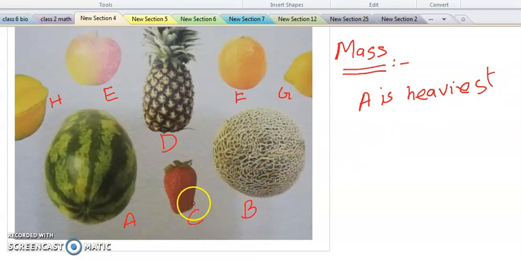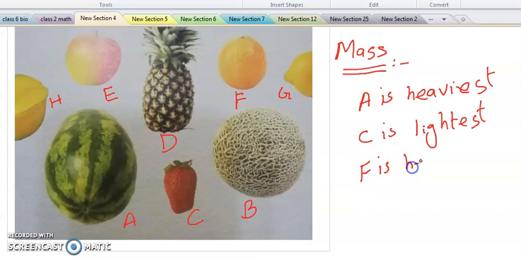And what do you think? Which fruit is lightest? Yes, as you think, C is lightest. Okay, if I compare C and F, what do you think? Which is heavier from C and F? Yes, you can say easily F is heavier than C.